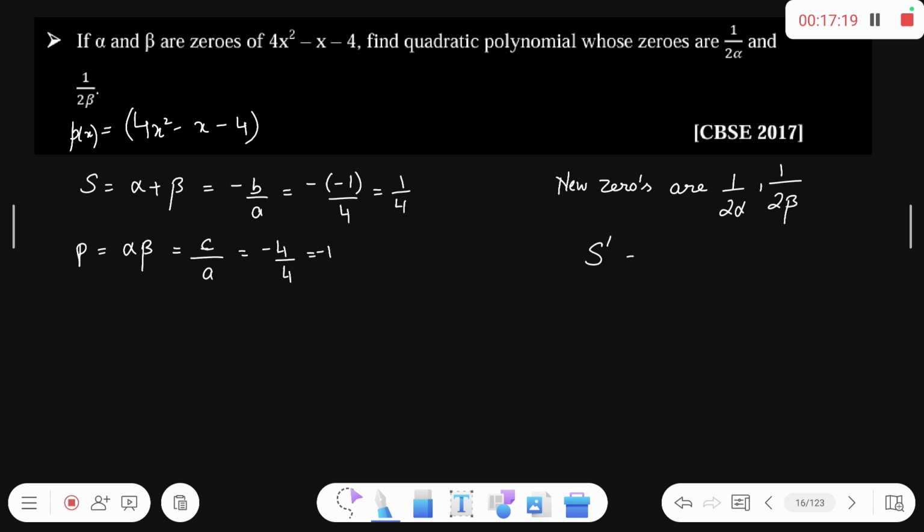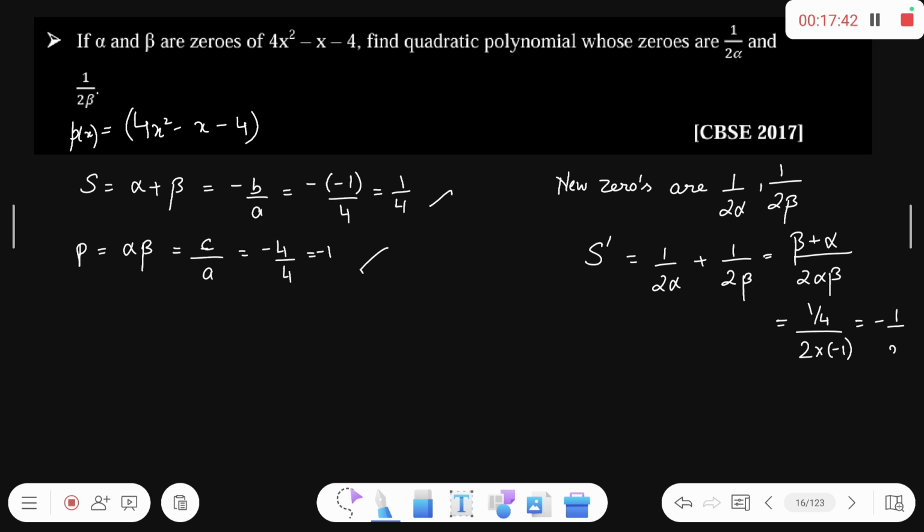So the new sum is equal to 1 by 2 alpha plus 1 by 2 beta, which is equal to alpha plus beta over 2 alpha beta after taking LCM. Put its value from here. So this is 1 by 4 divided by 2 into minus 1. This comes out to be minus 1 by 8. Similarly, the product is 1 by 2 alpha into 1 by 2 beta. So this becomes 1 by 4 alpha beta. Again put the value of alpha beta, that is minus 1, and that becomes minus 1 by 4.